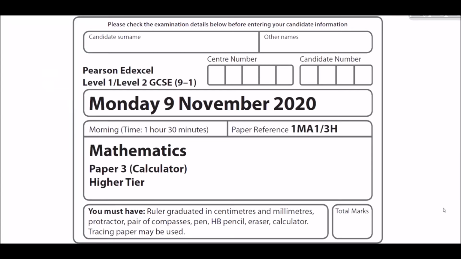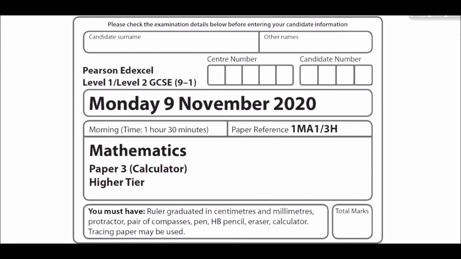Welcome to the third and final instalment for November 2020 Edexcel's Maths Higher Tier papers. So this is the last one of three. It's calculator all the way, so in some ways that makes it easier, in other ways not obviously so. So let's have a look at how these questions work and the solutions to them. So we'll get straight to it with question one.